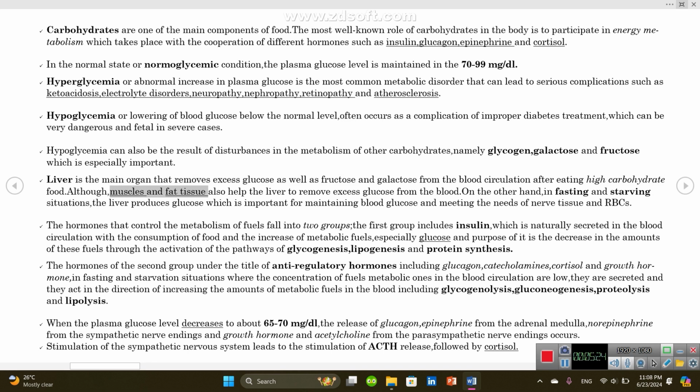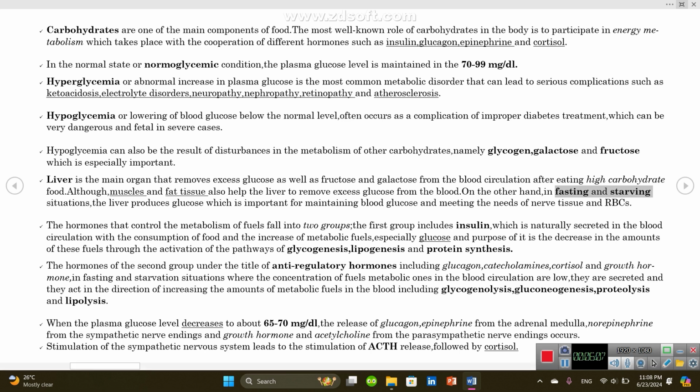On the other hand, in fasting and starving situations, the liver produces glucose, which is important for maintaining blood glucose and meeting the needs of nerve tissue and RBCs. Actually, liver is one of the most important organs in our body because many metabolisms, like carbohydrate metabolism, are very complex, like Krebs cycle, glycolysis, or Embden-Meyerhof pathway. We're going to discuss them in later videos.